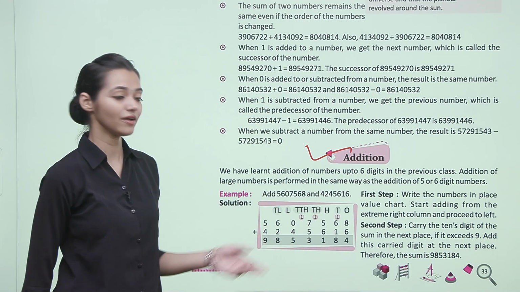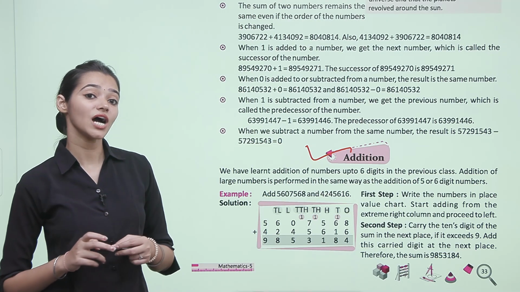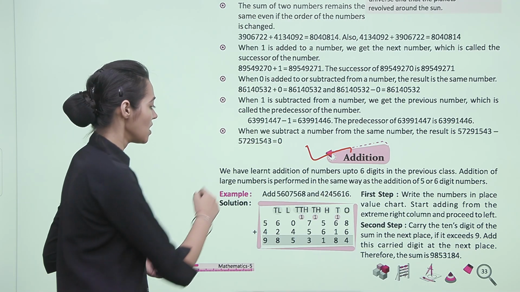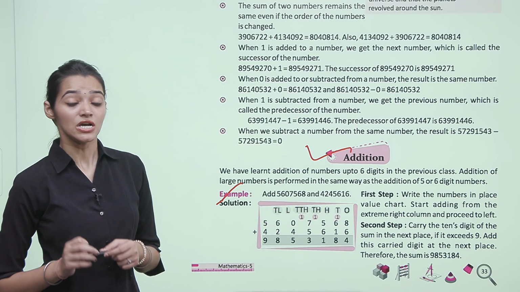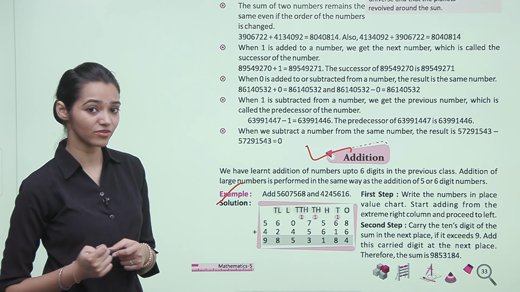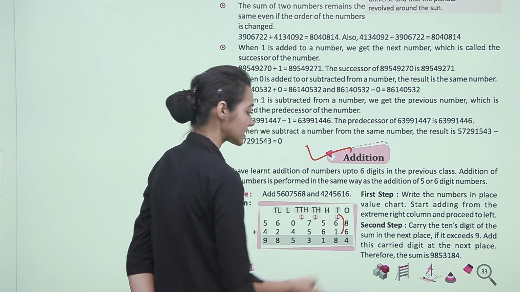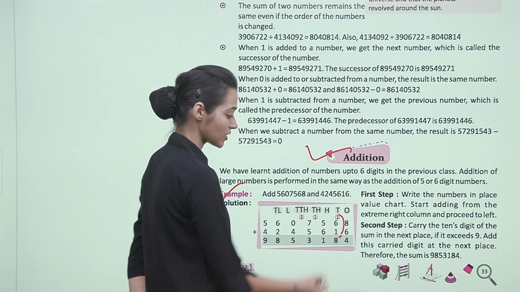Now let's look at addition. We have learned addition of numbers up to 6 digits in the previous classes. Now addition of large numbers is performed in the same way as addition of 5 or 6 digit numbers. For example, we have to add these numbers. In the first step, we write the numbers in the place value chart. Start adding from the extreme right column and proceed to the left. Now in the second step, we carry the tens digit, and then this is 6 plus 1, 7 plus 1, that is 8.